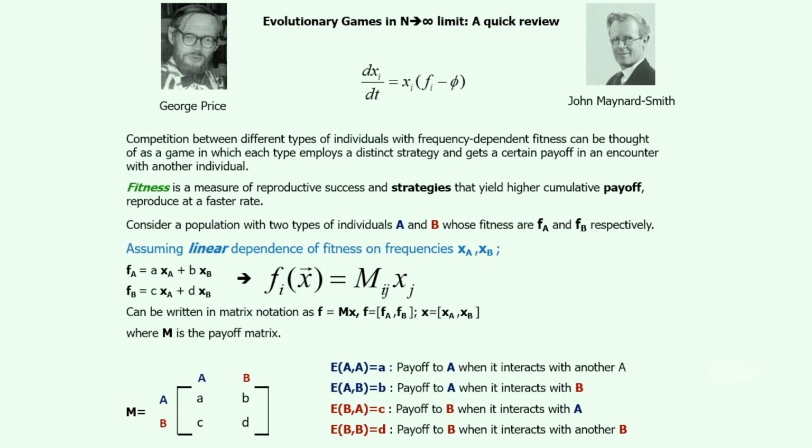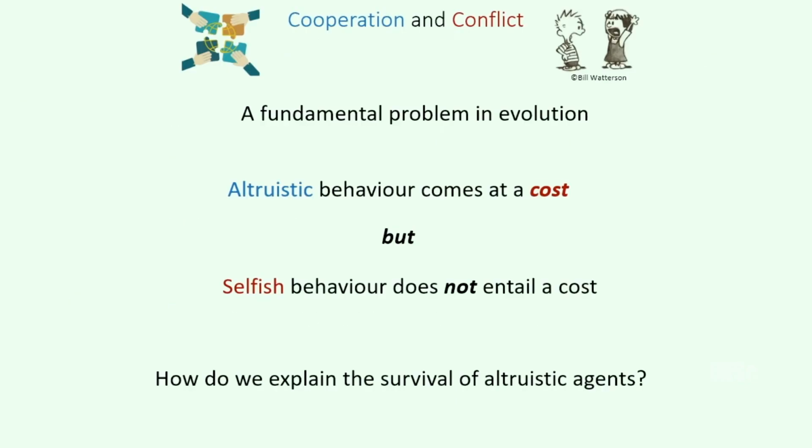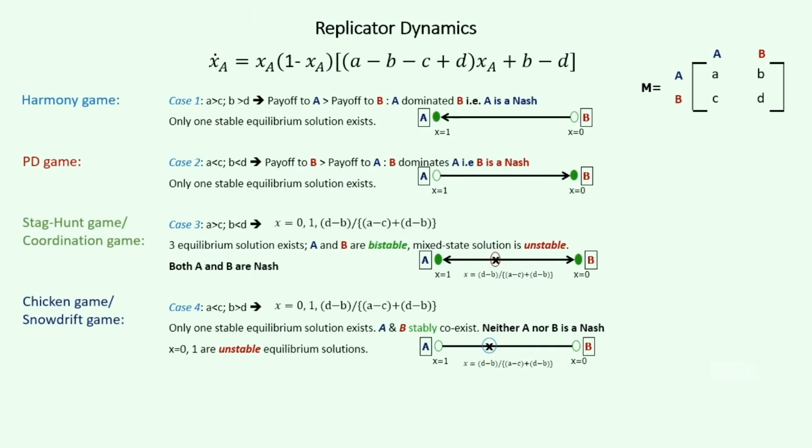Okay, so when you plug in this expression for fitness into the replicator equation, you get an equation in this form. It's a simple equation for just two types, and you can solve it by hand. And when you solve it by hand, you find that depending on the relationship between the payoff elements, four possibilities arise, right?